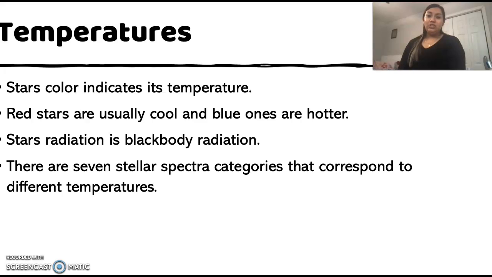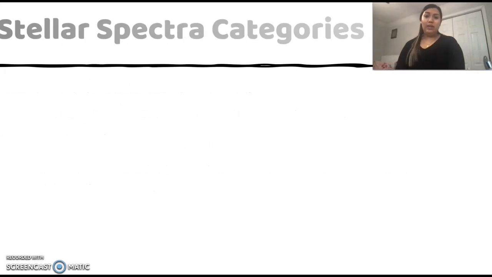Stars' radiation is black body radiation. A black body is a theoretical model body that absorbs all radiation falling on it. There are 7 stellar spectral categories that correspond to different temperatures. Those 7 categories are much more informative than the black body curves. On the next slide, I'm going to show you the different levels and categories, and which one's the hottest, the coolest, and all that.